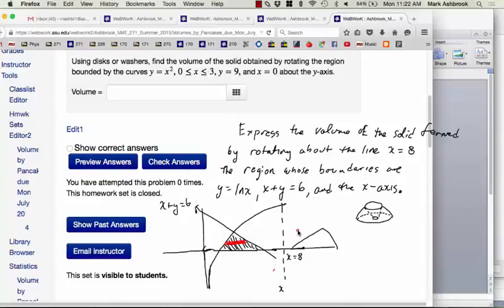So the washers, as you move up, the stacking washers, will get smaller according to natural log of x, but the hole will get bigger according to x plus y equals 6. So then our typical washer will look like one of these guys.